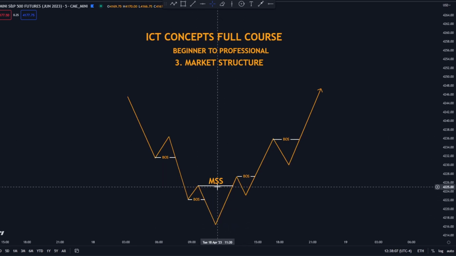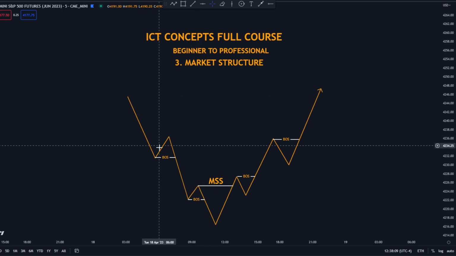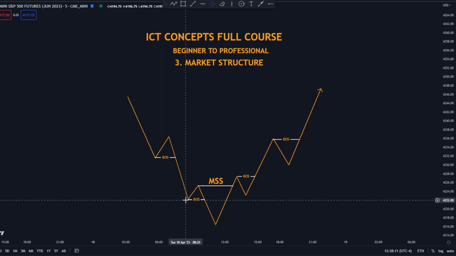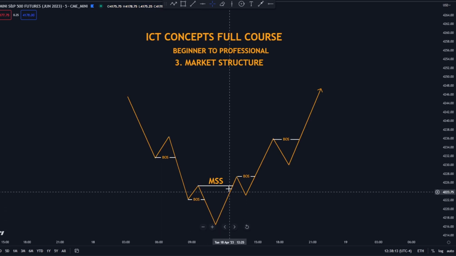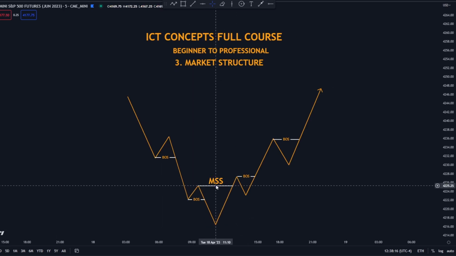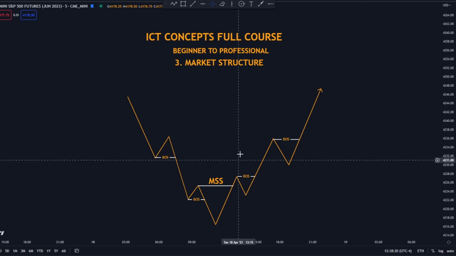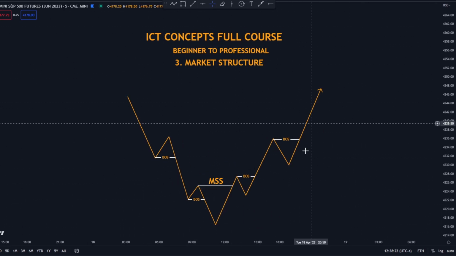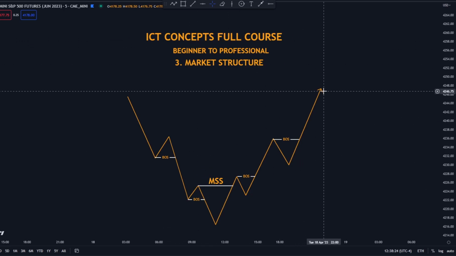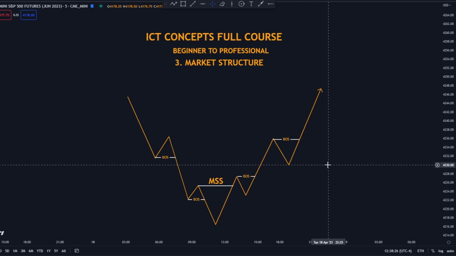And market structure shift happens when you have basically a reversal in the market. So we have swing low, swing high, swing low, and break of the swing high. Now we are expecting the market to go up. This whole thing works the other way around. So if you would flip it, it would go down. And it's very simple like this.